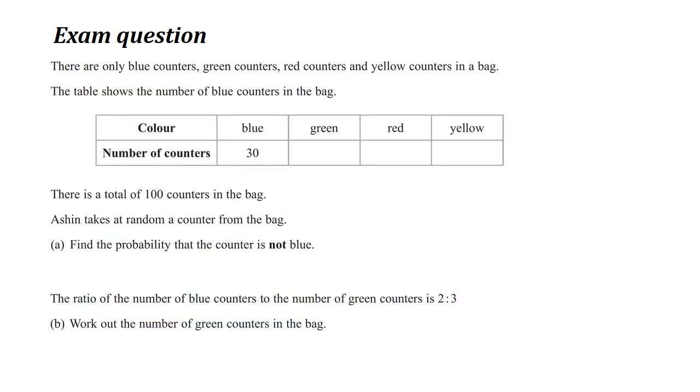And another question to try. Right, we've got 100 counters in total, 30 of them are blue. What's the probability that the counter is not blue? Well, if there's 100 altogether, 30 blue, that leaves 70 not blue. So the probability of choosing one that's not blue is 70 out of 100.